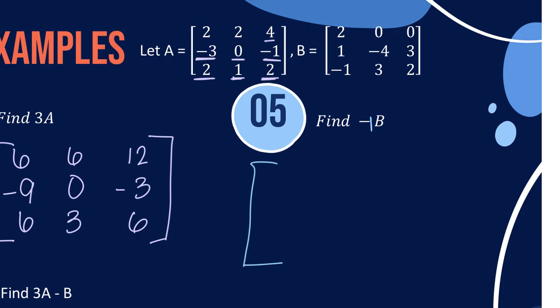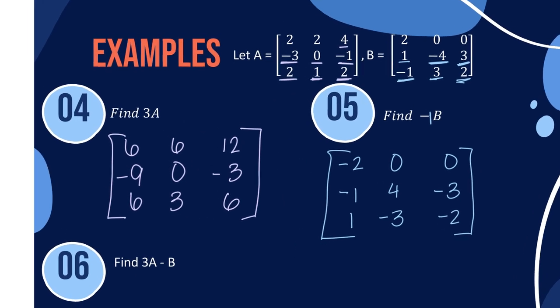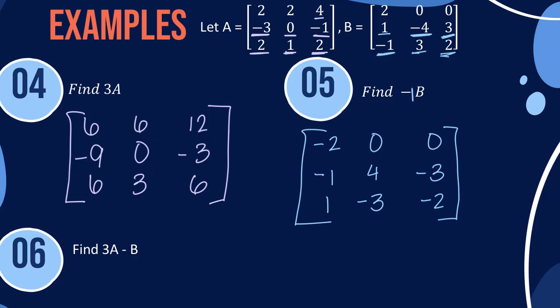Using a 1, 2 times negative 1 would just be negative 2. 0 times negative 1 is 0. Same thing for this one. 1 times negative 1 is negative 1. 1 times negative 4 is a positive 4. Negative 1 times 3 would be negative 3. Negative 1 times negative 1 is positive 1. Negative 1 times 3 is negative 3. And negative 1 times 2 is negative 2. And I'm done. Okay, so not too difficult. Just make sure you know what they're asking you for.